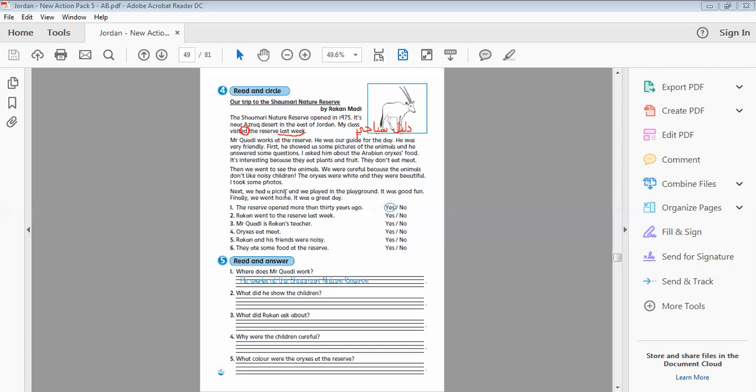Next, we had a picnic and we played in the playground. It was good fun. Finally, we went home. It was a great day. All the words in it are clear, nothing needs explanation or clarification.